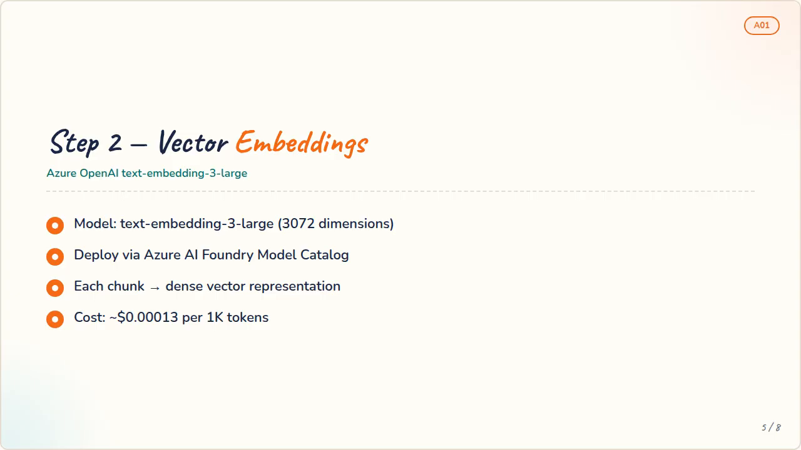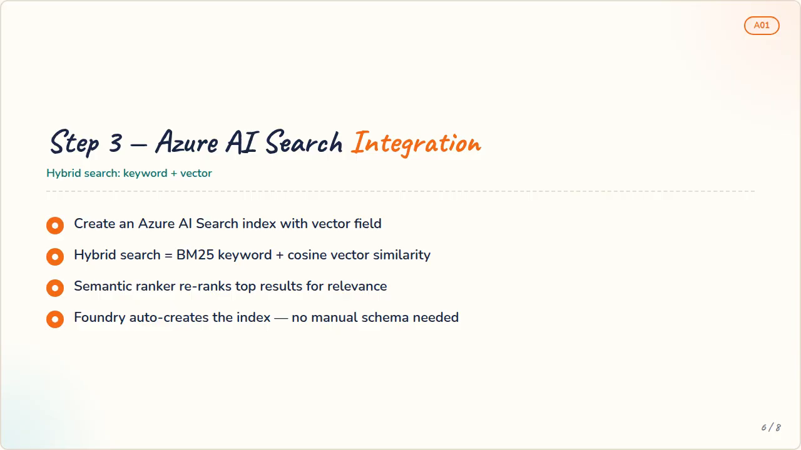Each document chunk is converted to a 3072-dimensional vector. These vectors capture semantic meaning, so similar concepts cluster together in vector space, regardless of exact wording.